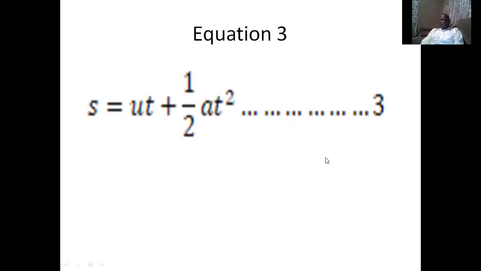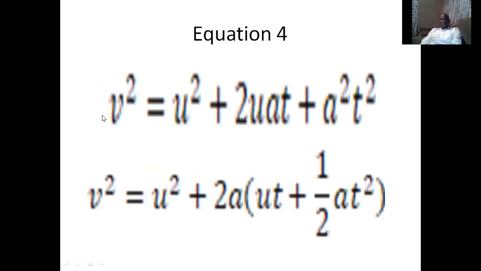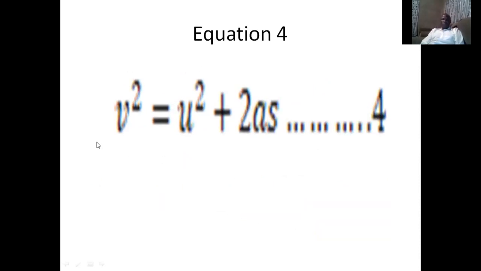This is the same as this one. And therefore, where we have this quantity here, we can substitute the displacement. This one here is similar to equation number 3. Therefore, I can substitute it with s. And therefore, our final equation will be final velocity squared is equal to initial velocity squared plus 2 times acceleration times the displacement. This is equation 4.